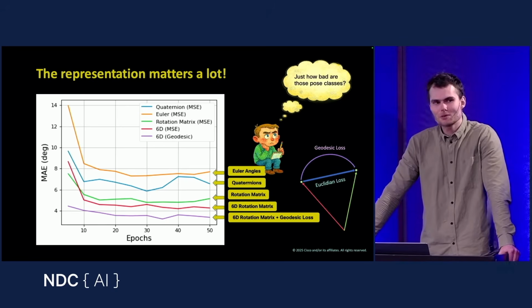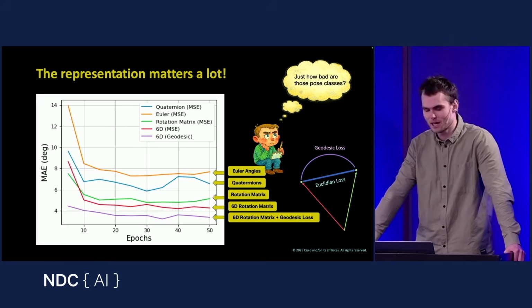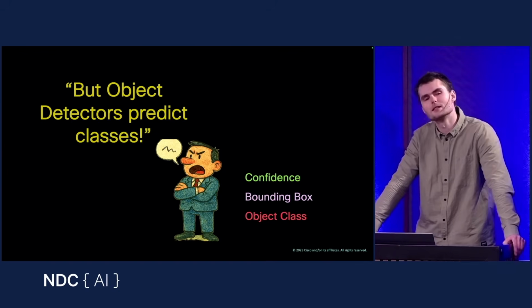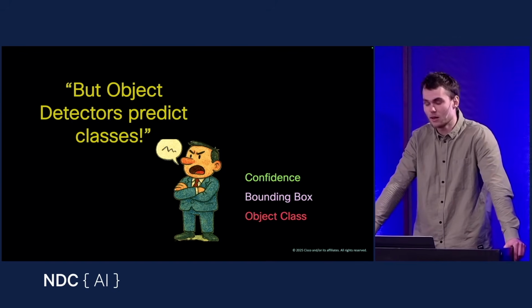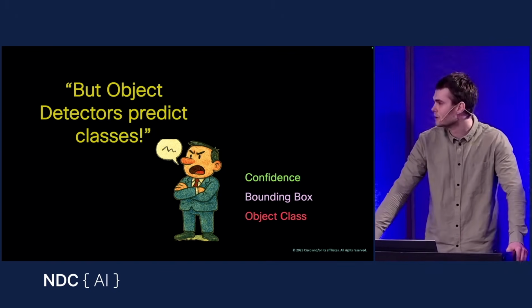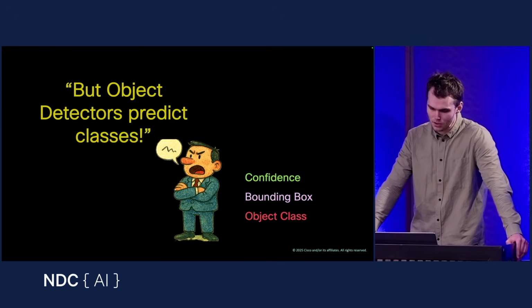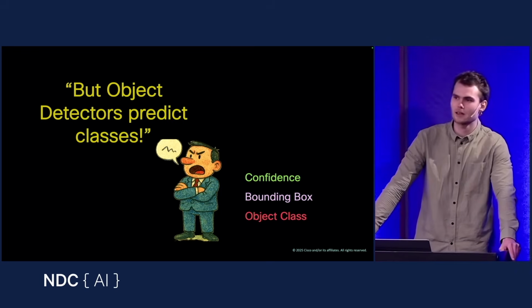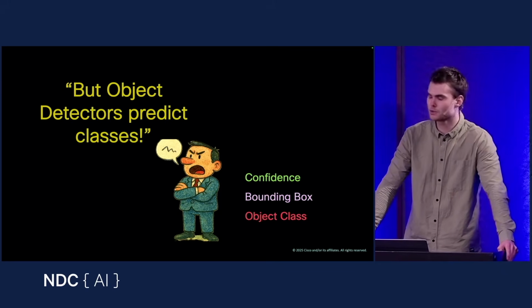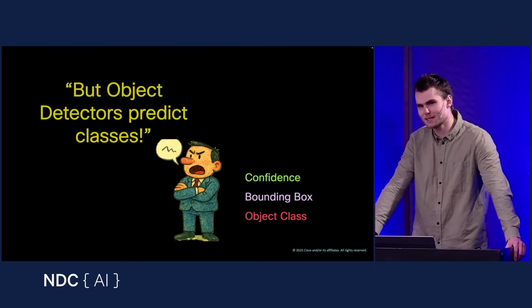Anyways, we've concluded that the representation is very important. But just how bad then are those pose classes that we had? Well, someone might say, but you have an object detector. An object detector predicts confidence and bounding box and object classes. What are you going to do with that fancy rotation matrix stuff? Well, sure, confidence, bounding box, and an object class is typically what you would output from an object detector, because it's a useful thing to predict objects. But there's no law of nature forcing you to predict exactly these things.